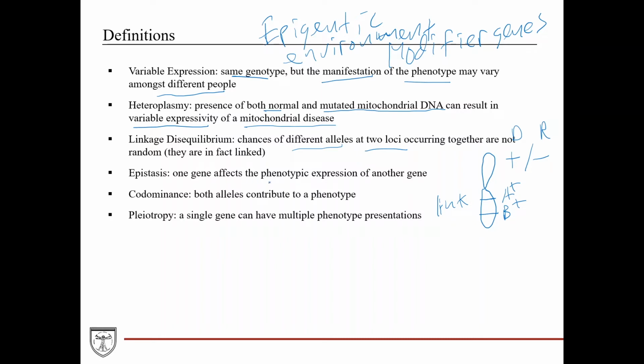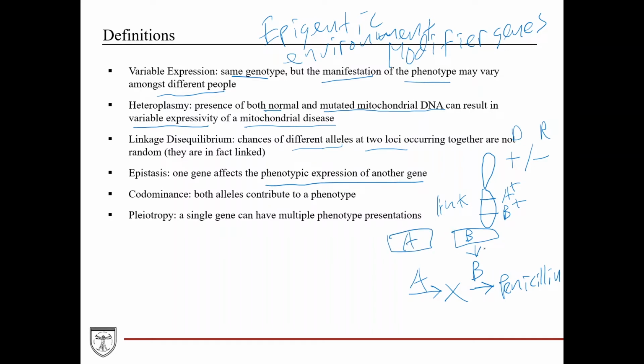Epistasis is where one gene affects the phenotypic expression of another gene. An example of that in fungi is, let's say some fungi make penicillin, the antibiotic. So let's say you have enzyme B, which is from gene B, and then you have the precursor, which we'll call X. And then you have the synthesis of X, which is catalyzed by enzyme A.